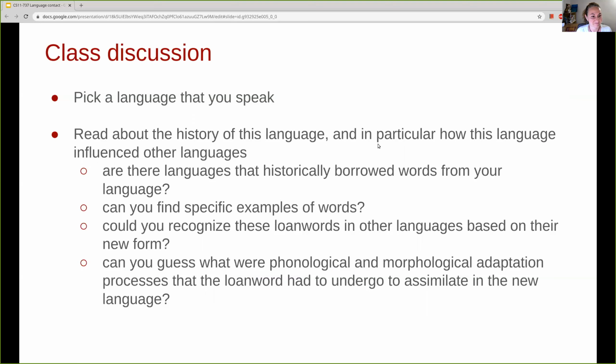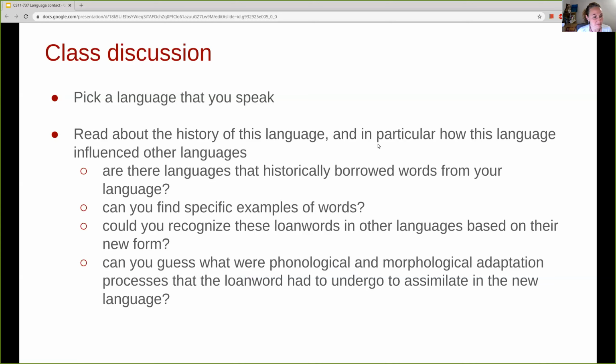And look at their phonological or morphological adaptation and tell us if you could recognize these loanwords in other languages based on their new form. And also maybe look at their semantic orientation and think about the socio-political status quo between speakers around the time when these languages were borrowed, and tell us if the sentiment of a word, for example, correlates with international relations between languages.